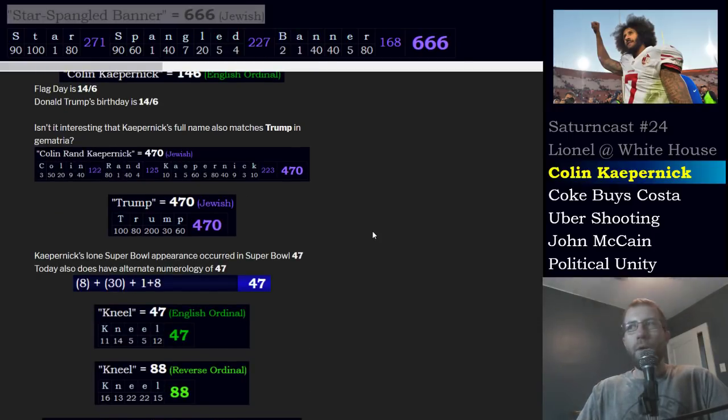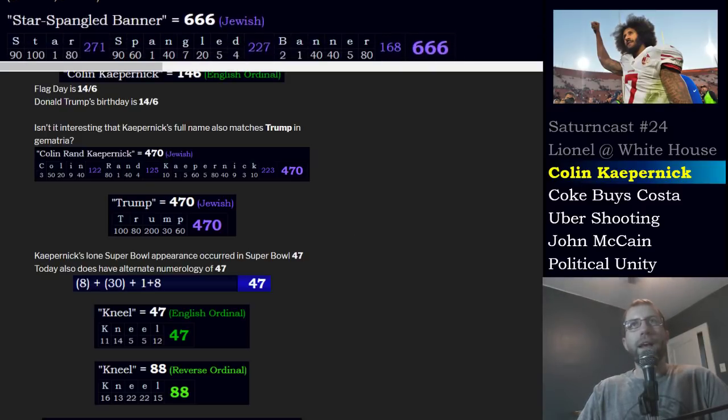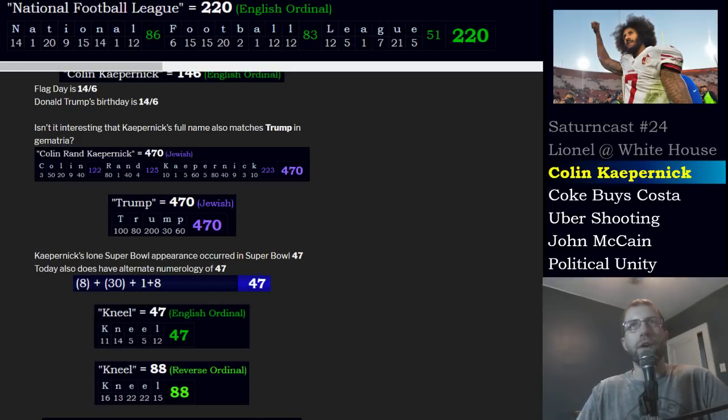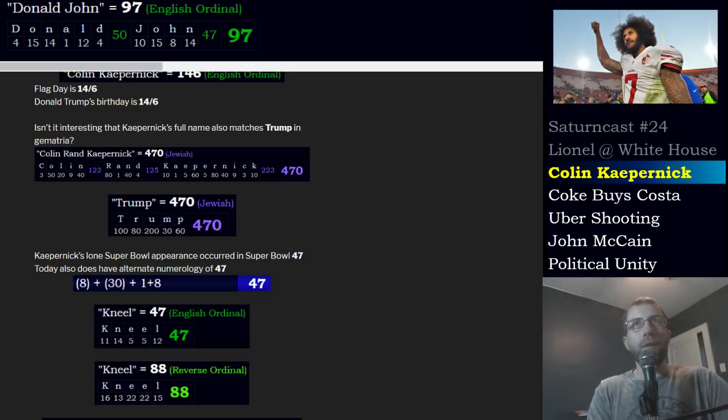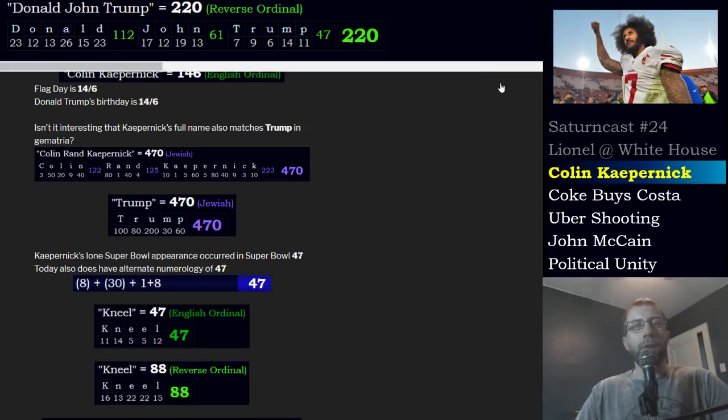So let's talk a little bit about why Kaepernick and Trump are feuding in the first place. The first thing I want to point out, we talked about how National Football League has this Gematria of 220. Well, if we flip the alphabetic order around, the name Donald John Trump also equals 220. Now, Donald Trump was born on June 14th.